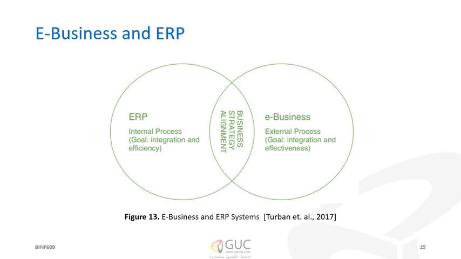However, e-business systems are better for sharing unstructured data and collaboration, while ERP systems are better for sharing structured or transaction data. E-business focuses mainly on external integrations, while ERP systems focus on internal data integration. Therefore, e-business and ERP systems are more of complementary technologies rather than competing technologies as predicted earlier. So when we look at this figure, we see that the business strategy alignment is positioned in the intersection between the ERP and e-business systems.